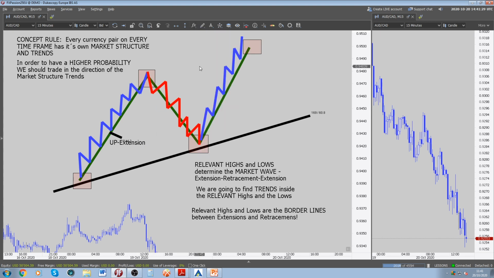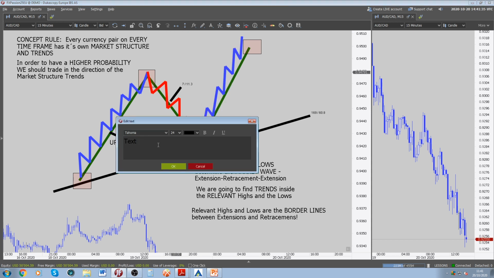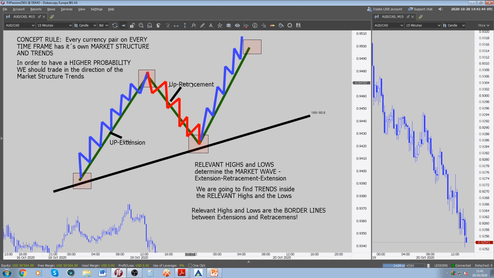And this would be an up retracement. New vocabulary for you beginner traders. This is an up retracement. No, it's not a down, it's an up retracement. We have an up extension and then we have an up retracement. The extension and retracement exist only in the structure wave, or in the trend wave too? Great question, what do you think?